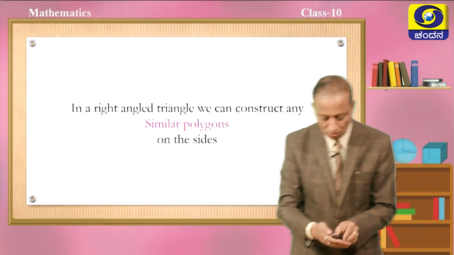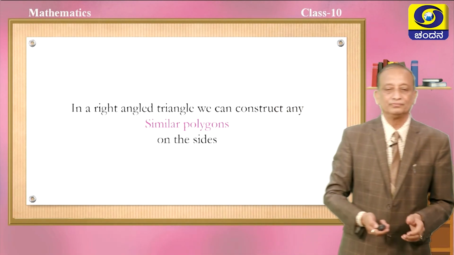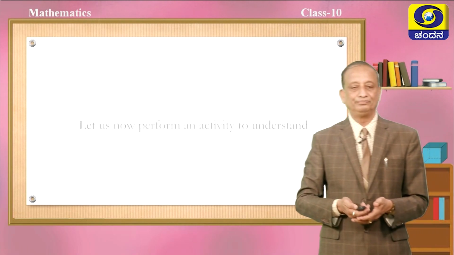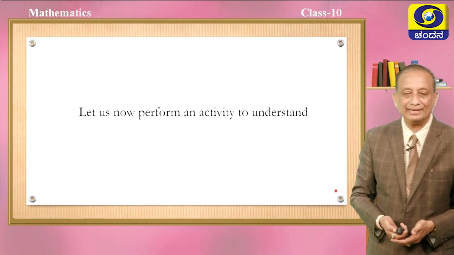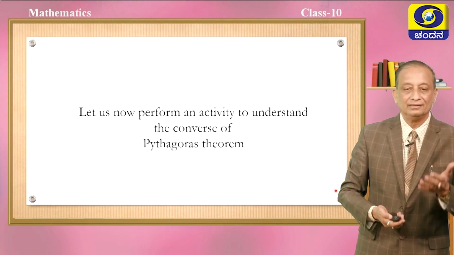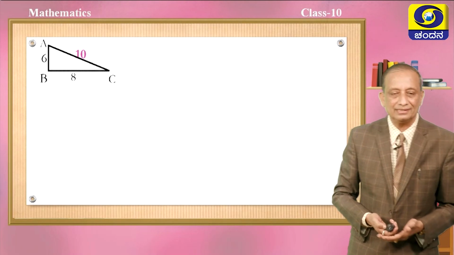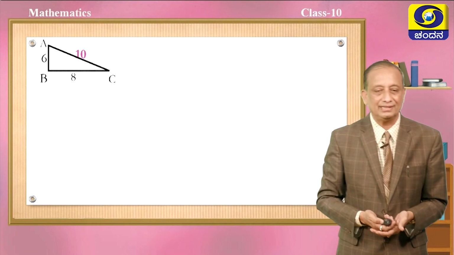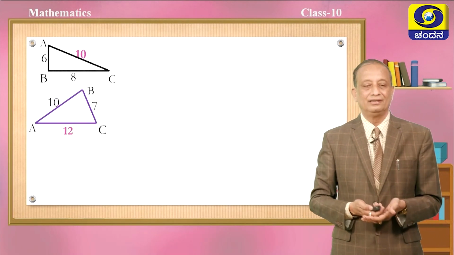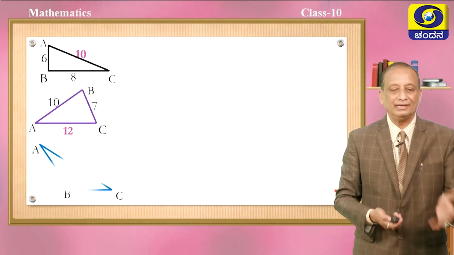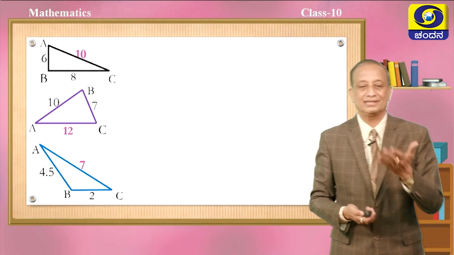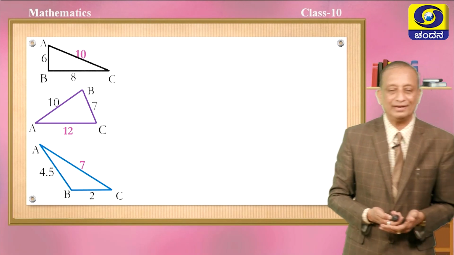Yes. Now, having understood the Pythagoras theorem, let us now perform an activity to understand the converse of Pythagoras theorem, children. Here it is. So, here is a triangle in which the sides are 6, 8, 10. Here is another triangle with sides 7, 10 and 12. Here is a third triangle in which the sides are 2, 4.5 and 7.